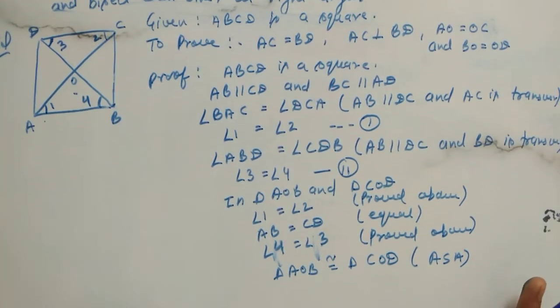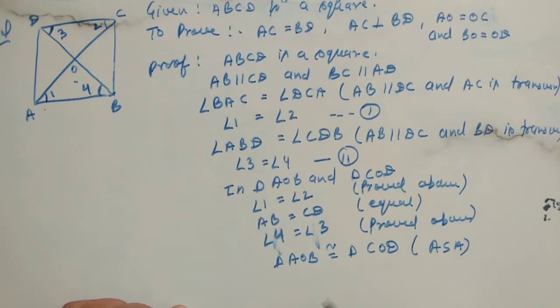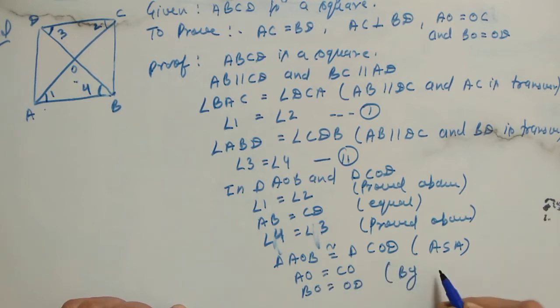So we can prove that the remaining parts are AO is equal to CO, and BO is equal to OD, by CPCT. Remaining parts are equal. So what have we proved here? That the diagonals of a square bisect each other.